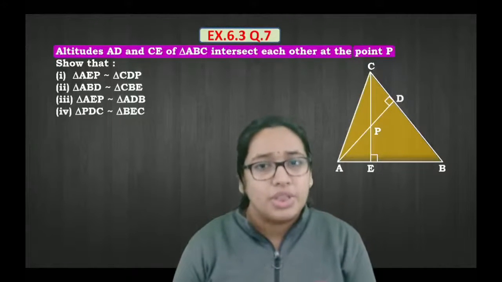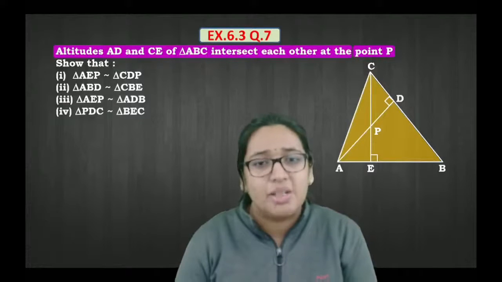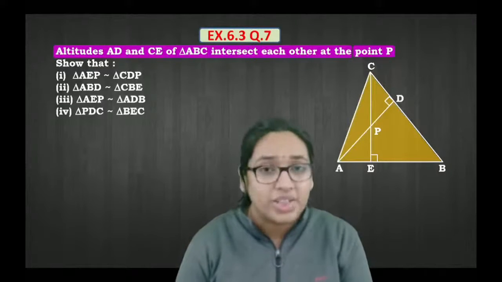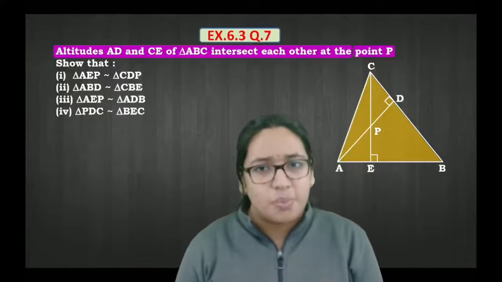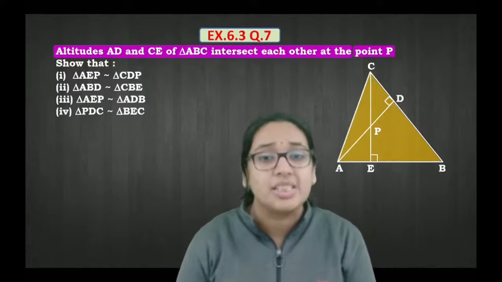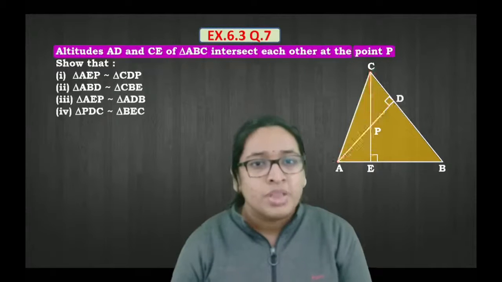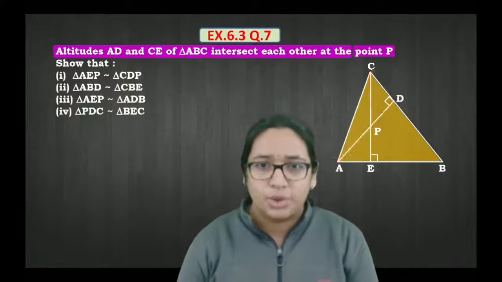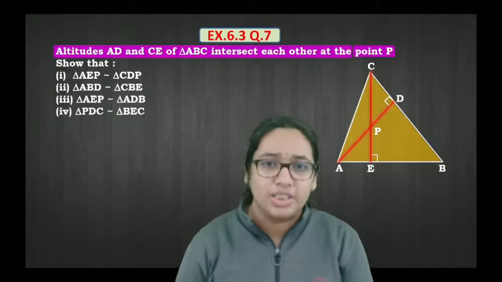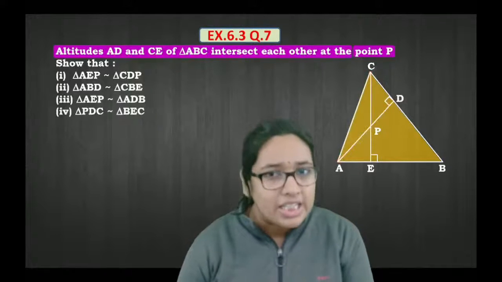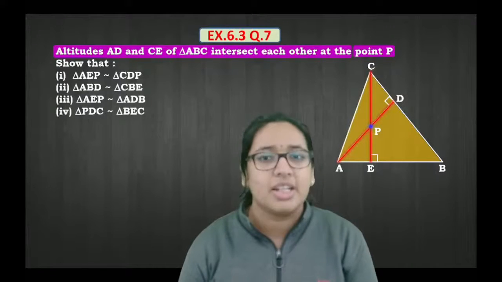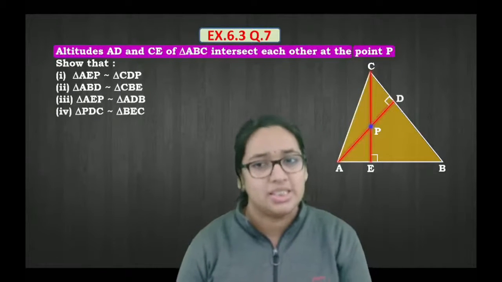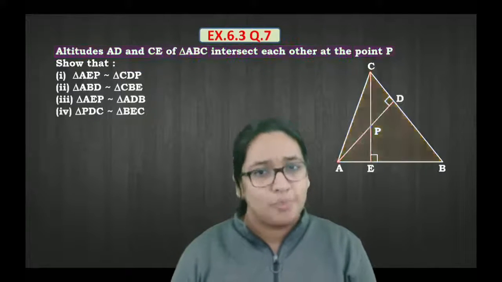So we have one triangle that is ABC. Actually, this is our main triangle. But inside of that, there are sub triangles. You have to prove the similarity of those. Getting this one? Okay, these will be our altitudes. We can see AD and CE intersect each other at point P. Yes, this will be our intersecting point.